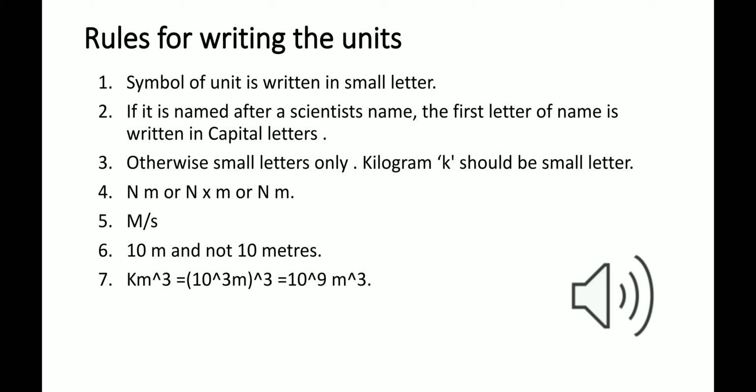Time is also defined as: 1 second is the time interval of 9192631770 vibrations of radiation corresponding to the transition between two hyperfine levels of the ground state of the cesium-133 atom. So when the cesium-133 atom vibrates, these many vibrations of that cesium atom will be taken as 1 second. So these were the definitions of length, mass, and time.